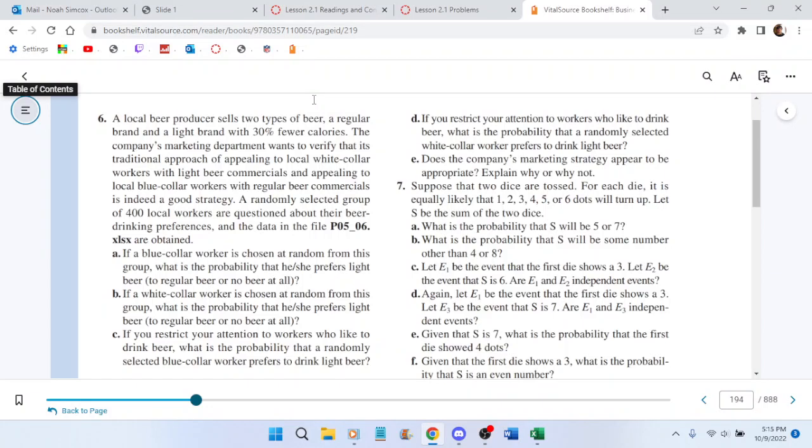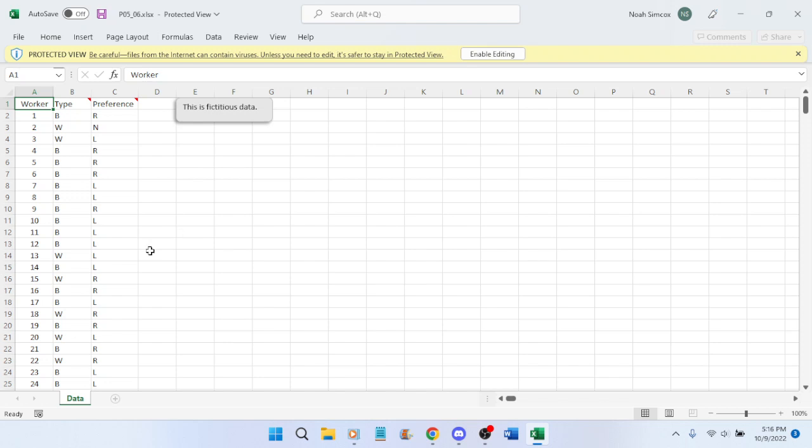Okay. Oh, this is so hard. It's not hard. Come on. The probability that a blue-collar worker is chosen. Oh, no. Oh, dang it. No, I feel like I don't know how to do this.